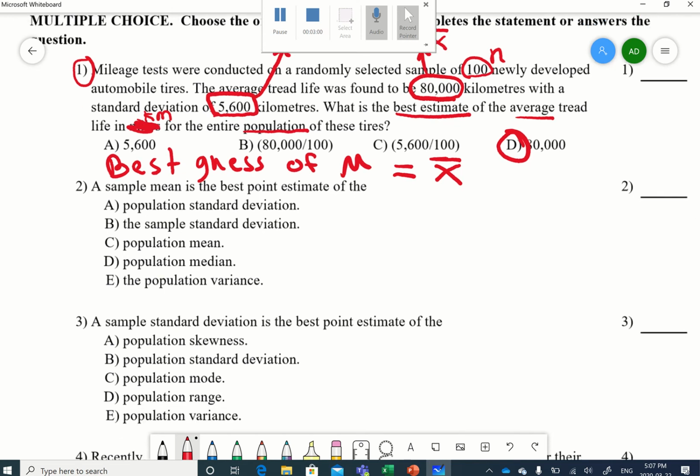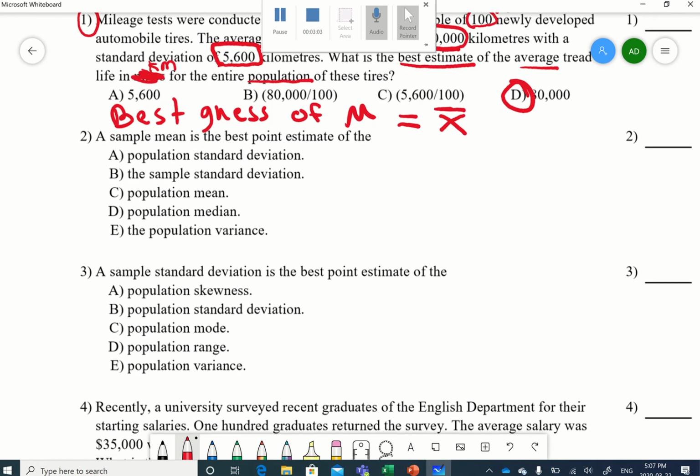Number 2, sample mean is the best guess of what? If it's the mean, it has to be the population mean, right? So sample mean would never be the best guess of the population standard deviation. For population standard deviation, the best guess would be the sample standard deviation. So always, for the parameter given, its sample value would be the best guess. So sample mean would be the best guess of the population mean.